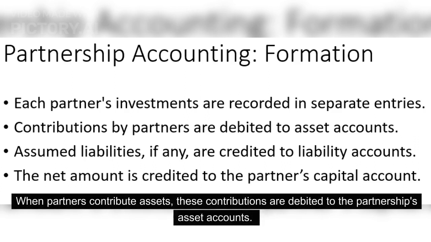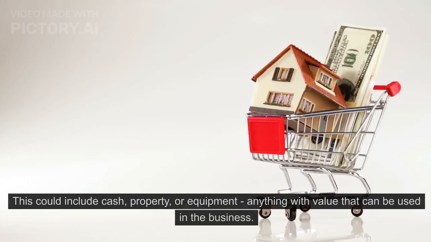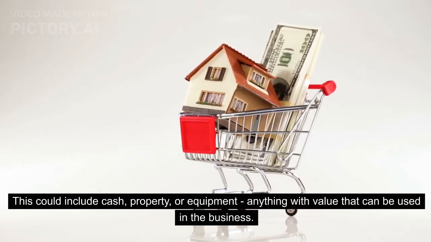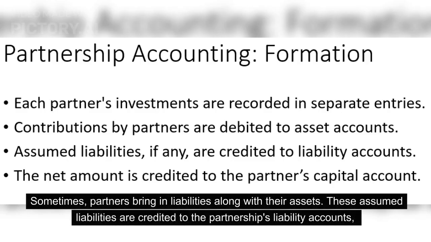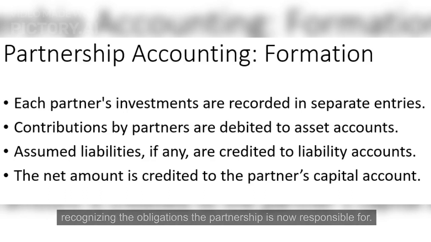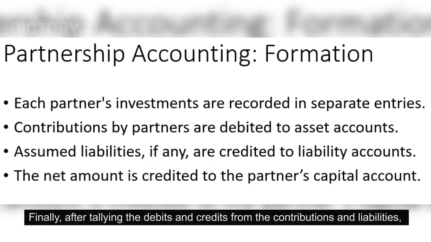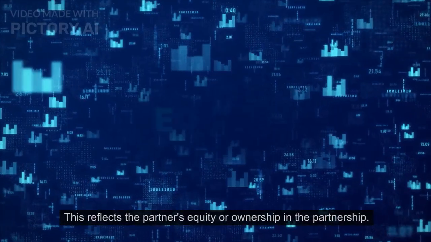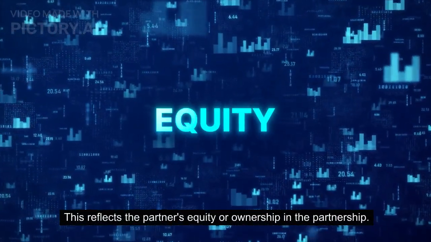When partners contribute assets, these contributions are debited to the partnership's asset accounts. This could include cash, property, or equipment, anything with value that can be used in the business. Sometimes, partners bring in liabilities along with their assets. These assumed liabilities are credited to the partnership's liability accounts, recognizing the obligations the partnership is now responsible for. Finally, after tallying the debits and credits from the contributions and liabilities, the net amount is credited to the partner's capital account. This reflects the partner's equity or ownership in the partnership.